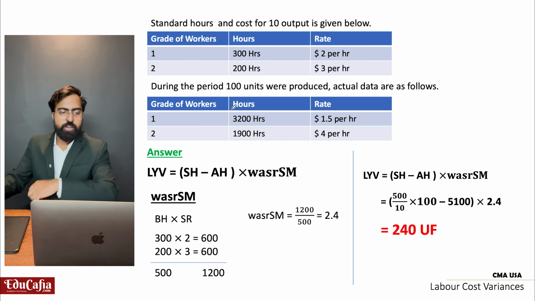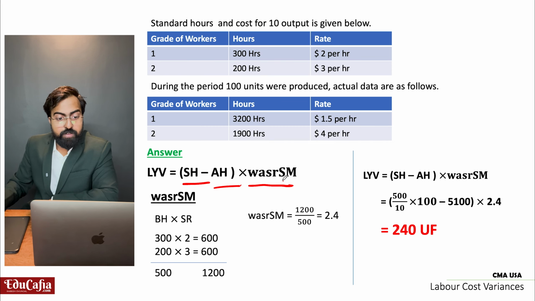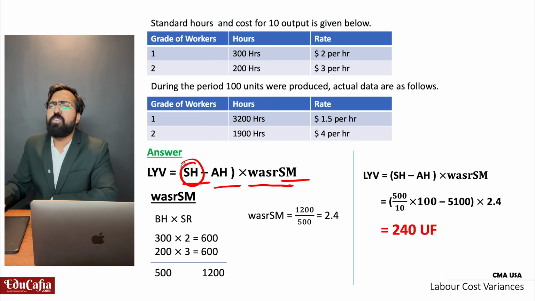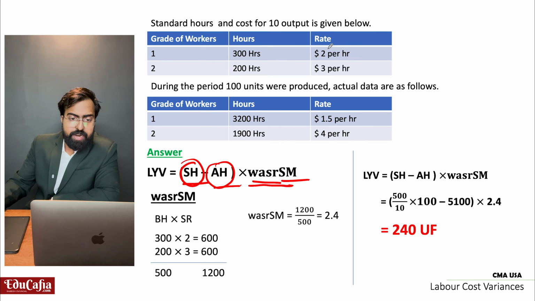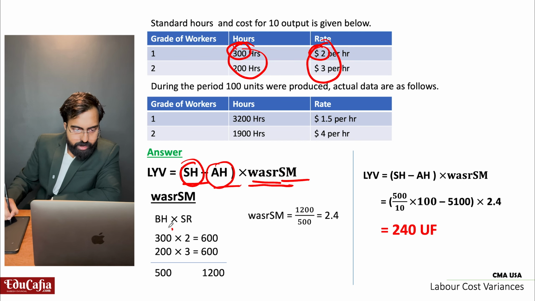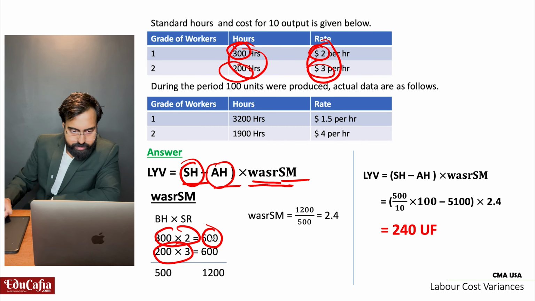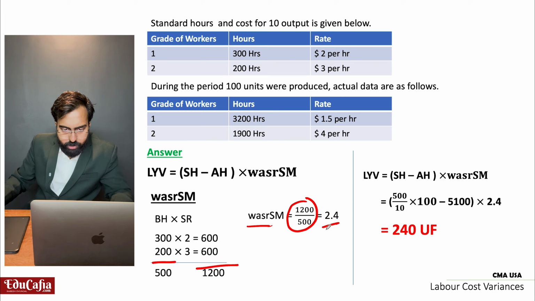Next, third equation: SH minus AH into WSR, or weighted average standard rate of standard mix. What is standard hour? That we already calculated. Actual hour we know. We have to calculate the weighted average standard rate of standard mix. So 300 into 2, 600. 200 into 3, 600. So totally 1200. Here total hour 500. So weighted average 1200 by 500, that is 2.4.